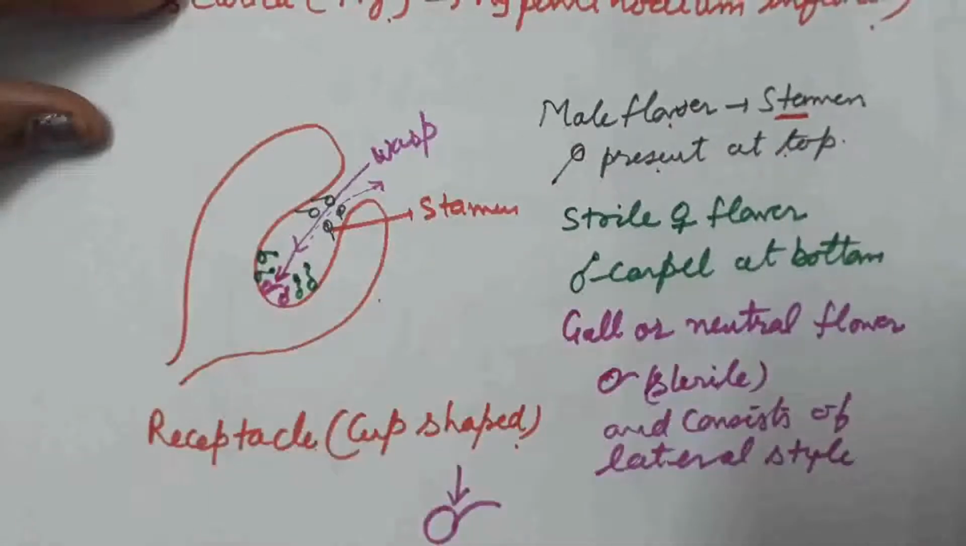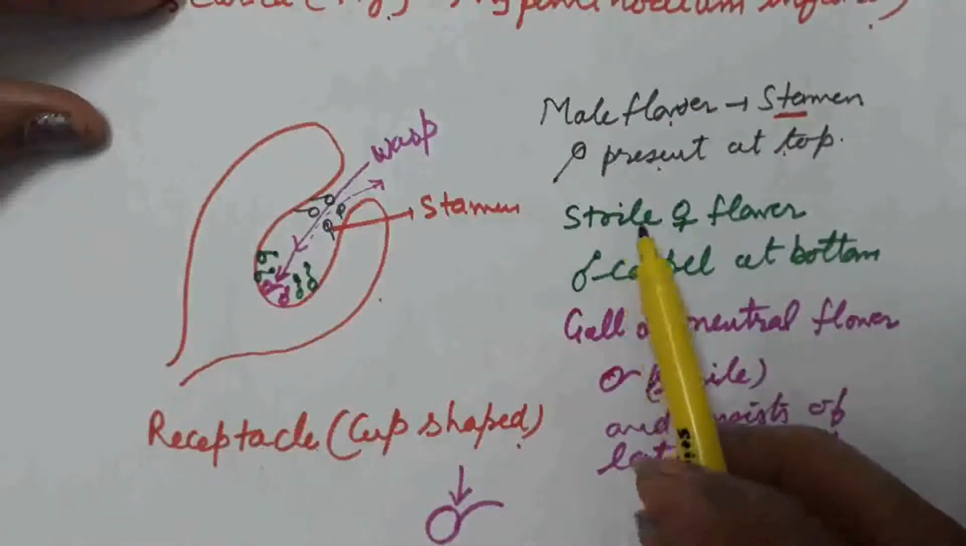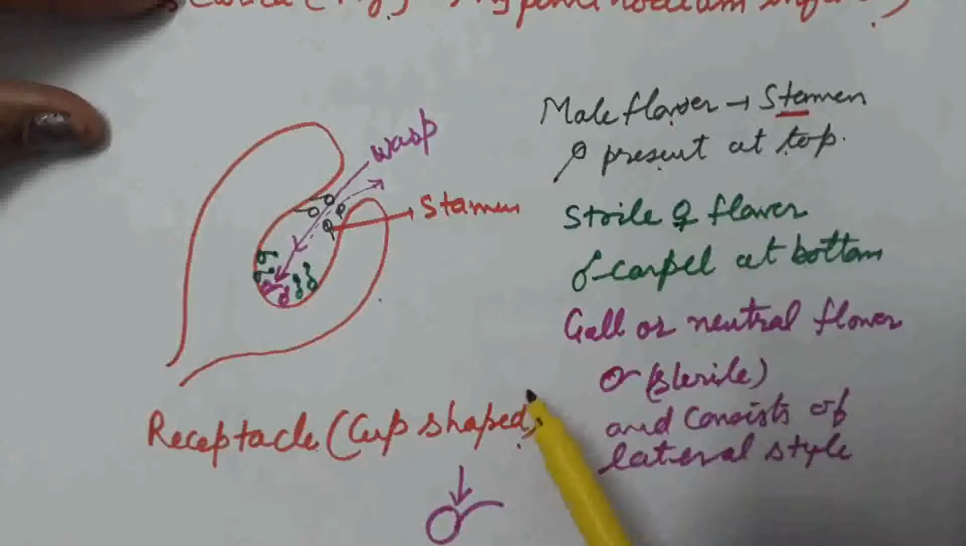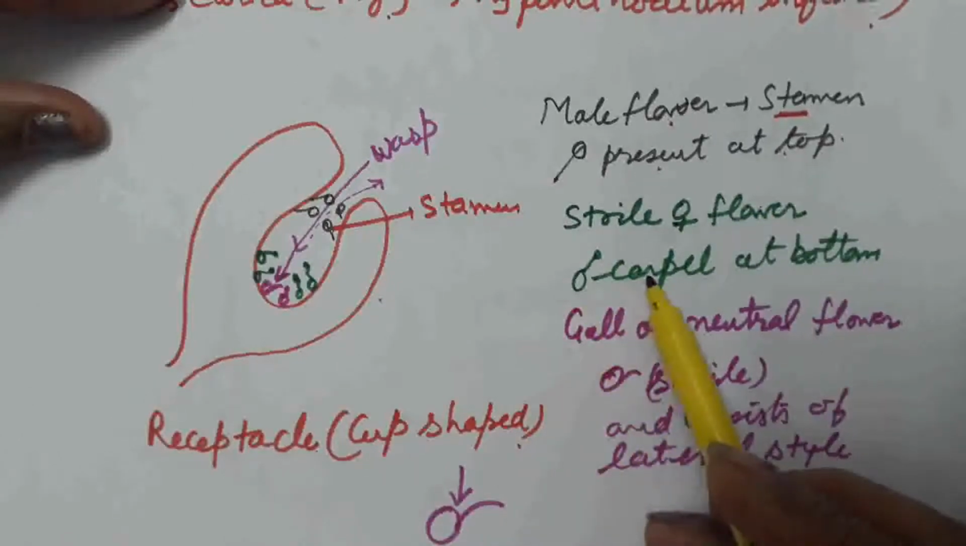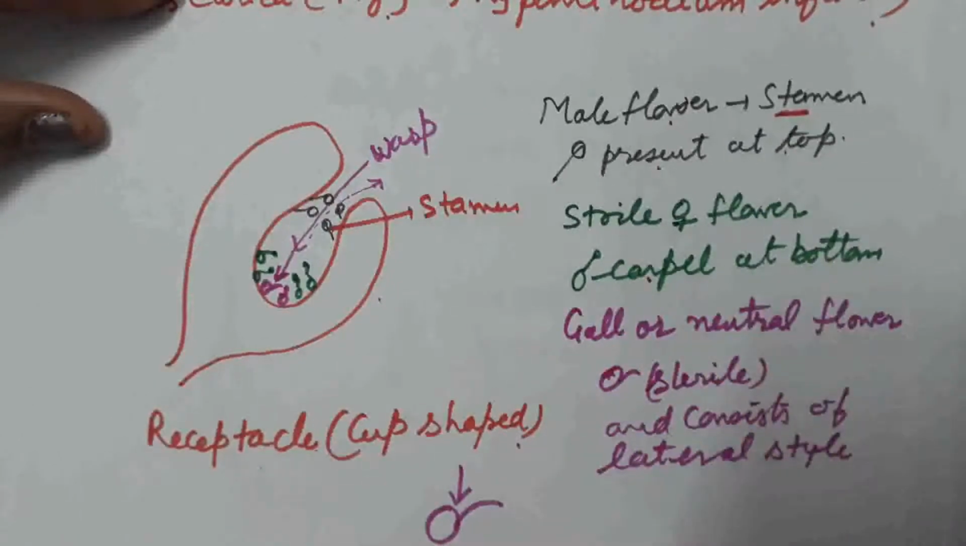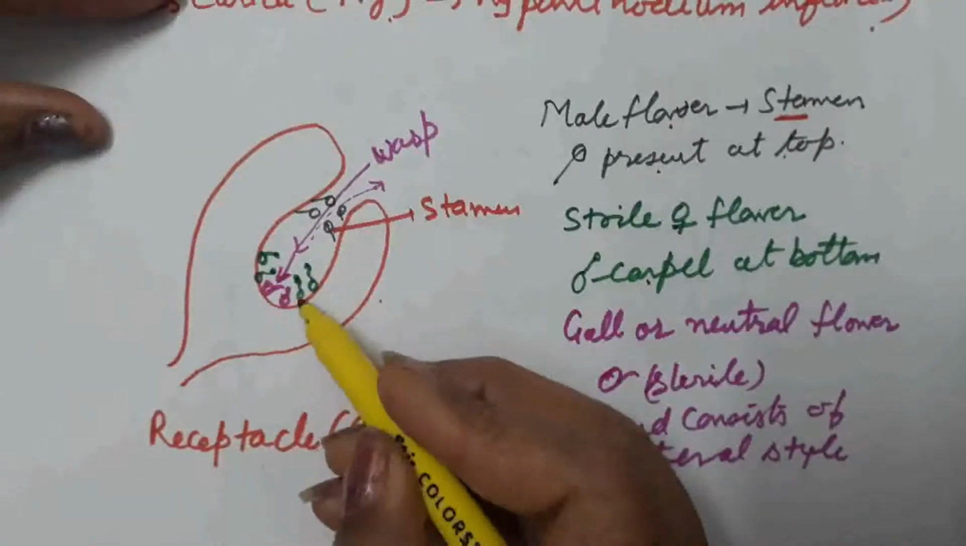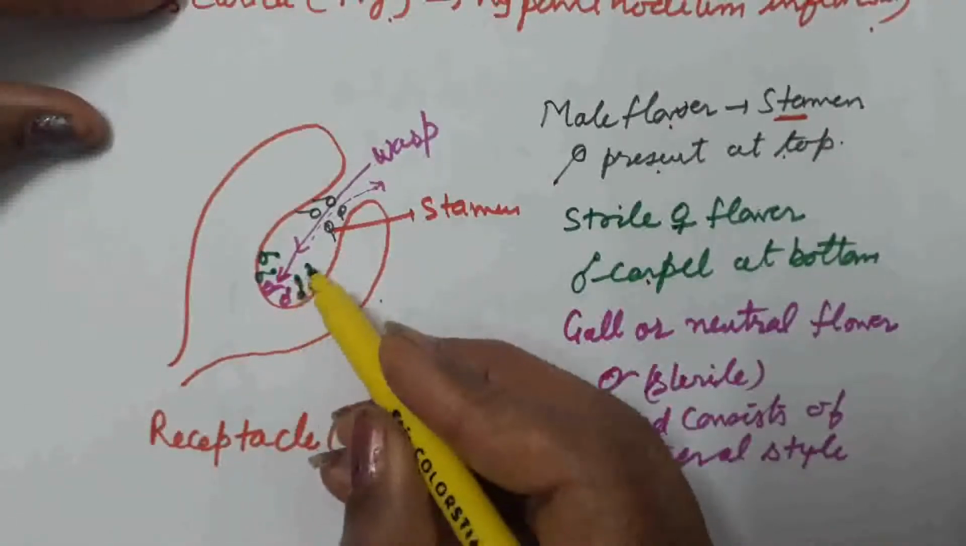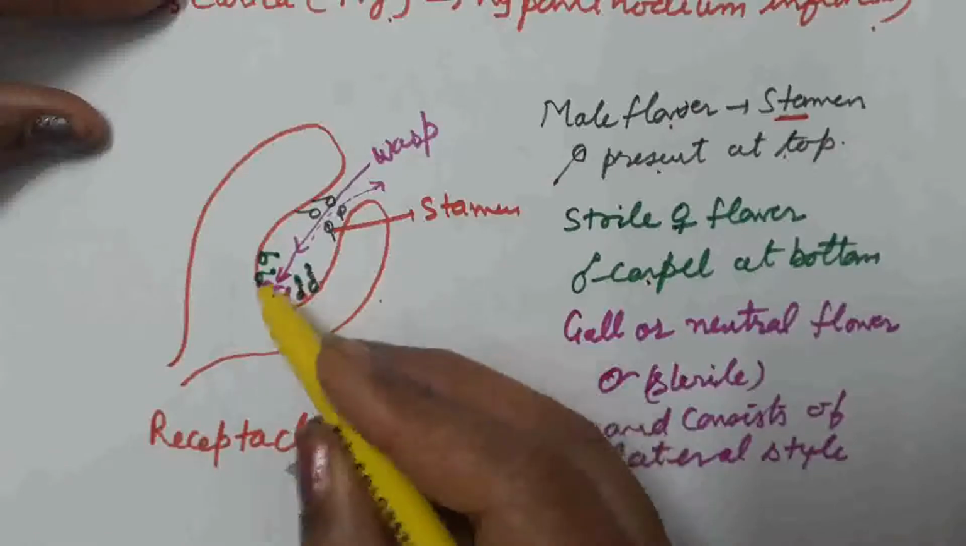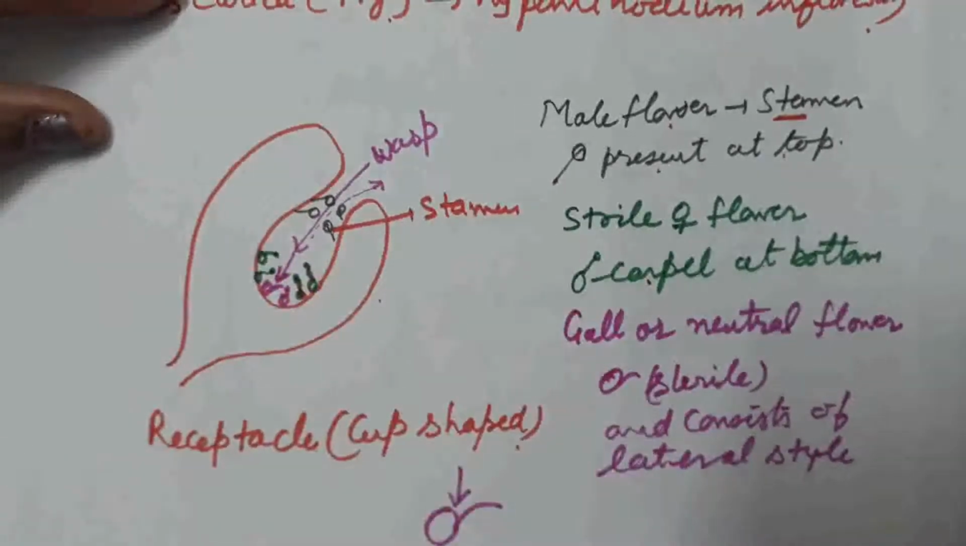Present at the top of this cavity. Another type of flower, that is the sterile female flower in the form of carpel, present at the bottom, which are shown by this green color. They are present at the bottom of this cavity.